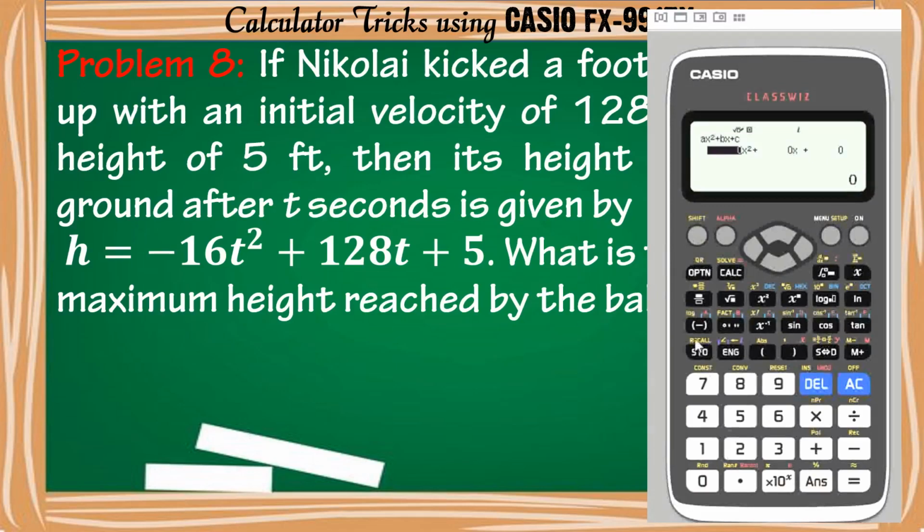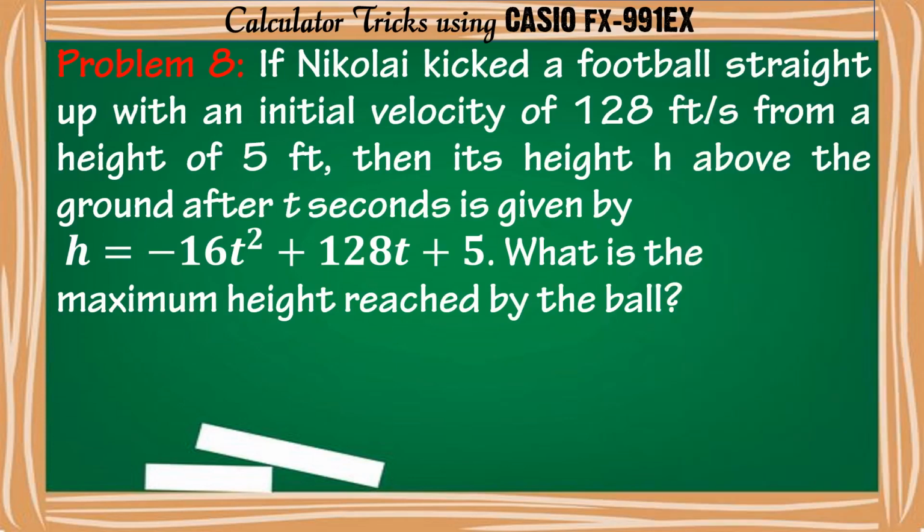So enter lang po natin ang values ng A, B, C sa calculator. For A, we have negative 16. For B, we have positive 128. For C, we have 5. So we have the x-intercepts, the maximum value of x is 4, and the maximum value of y is 261, which is the maximum height reached by the ball. So our answer will be the maximum height is 261 feet. Di ba po ang dali lang kapag may gamit po tayong calculator at alam po natin na iyon po yung hinahanap.